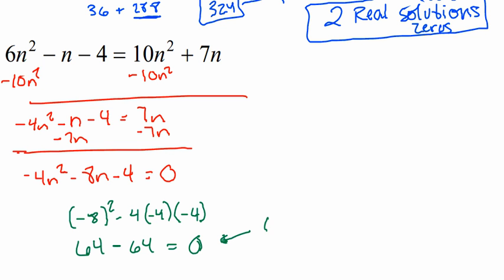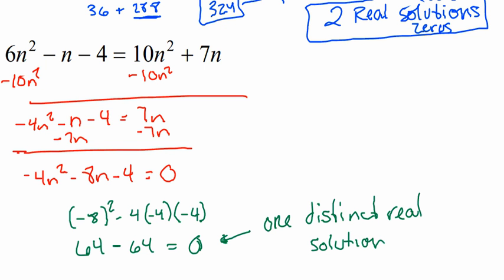And when it's 0, it means we have one distinct real solution. We don't know what it is yet, but there is one real number that we can plug in for n right there and get an output of 0. There's one distinct real number that we can put in there. Alright, so that's discriminant.